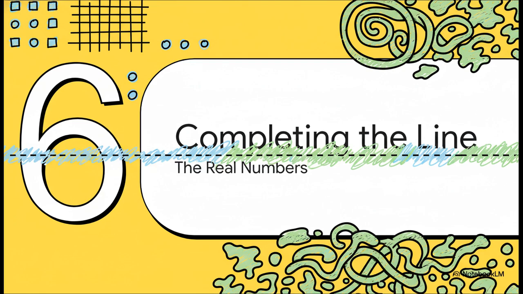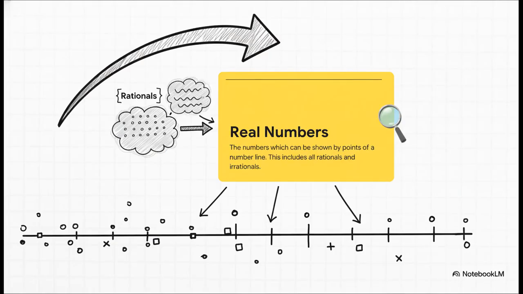It is finally time to bring them all together. When you take every single rational number and you pour in every single irrational number and you mix them all up into one giant collection, you get what mathematicians call the real numbers. This is it. This is every possible point on the number line all accounted for.